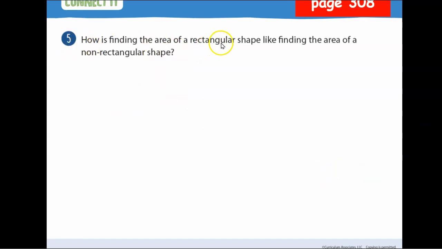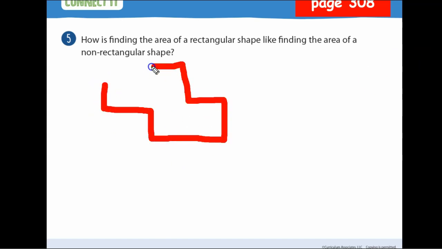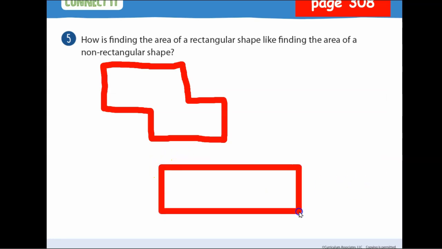Okay, how is finding the area of a rectangle like finding the area of a non-rectangular shape? You're finding the area inside the shape, right? The area that covers the shape. Same thing. A non-regular shape would look something like this. That's a non-rectangular shape. This is a rectangular shape because it's perfect. It has the width and the length.